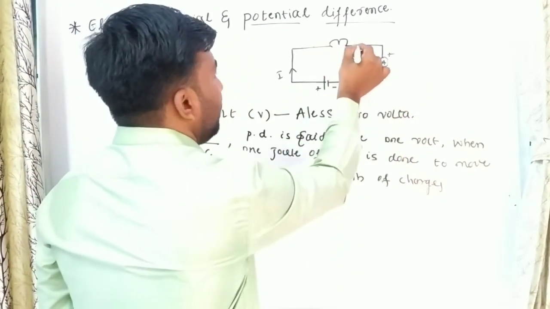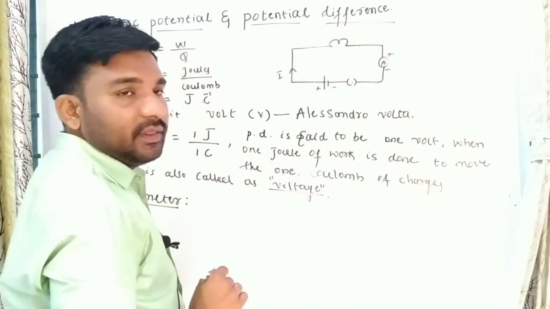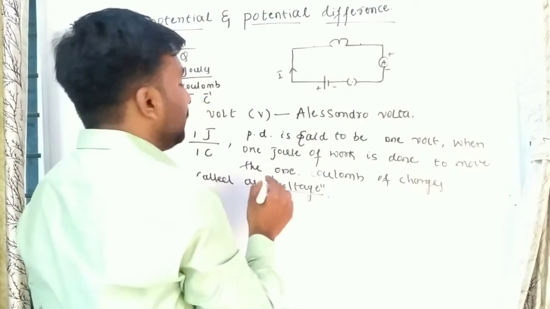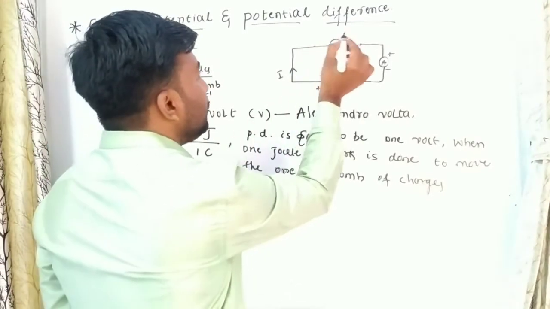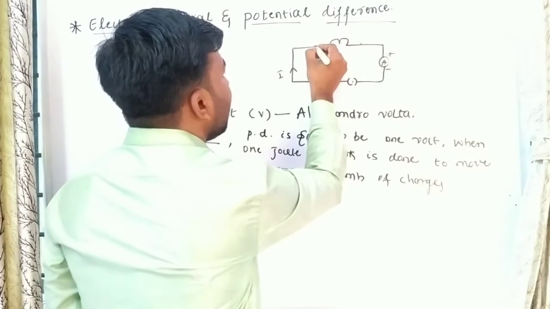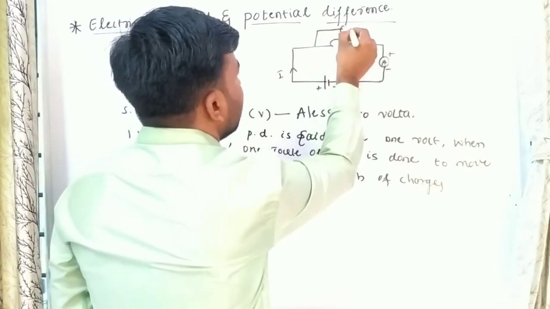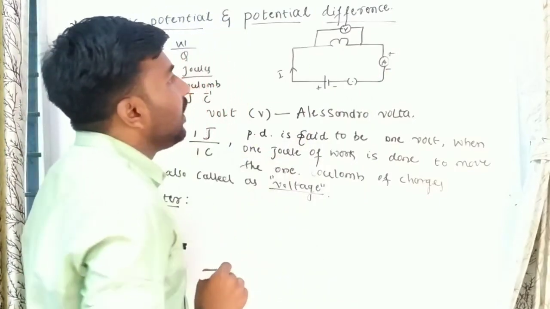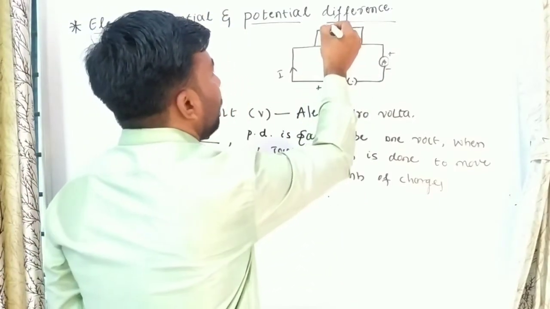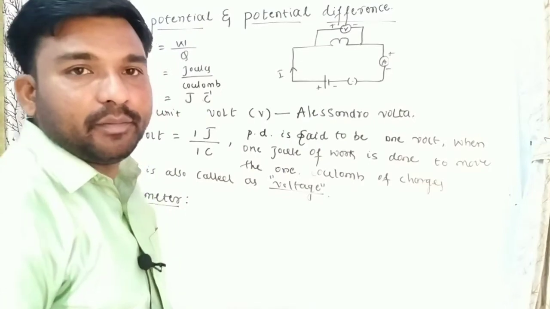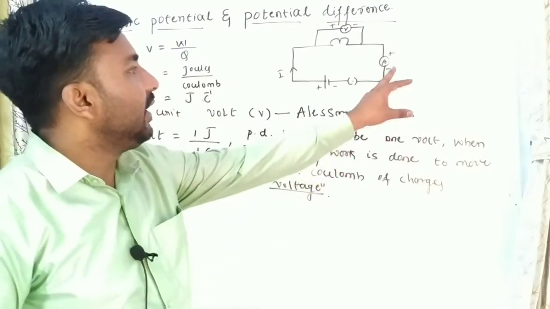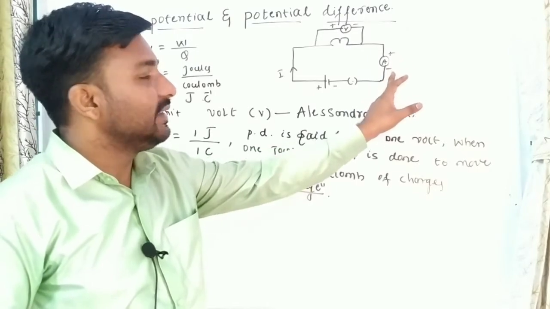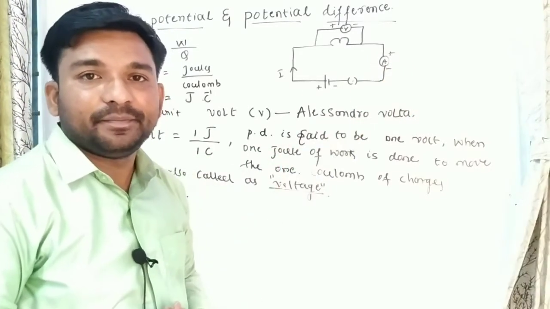Now if I want to measure the potential difference between these 2 points across the bulb, this voltmeter should be connected in parallel. So this represents the parallel connection of the voltmeter. And here this is the ammeter. It is connected in series in the circuit.